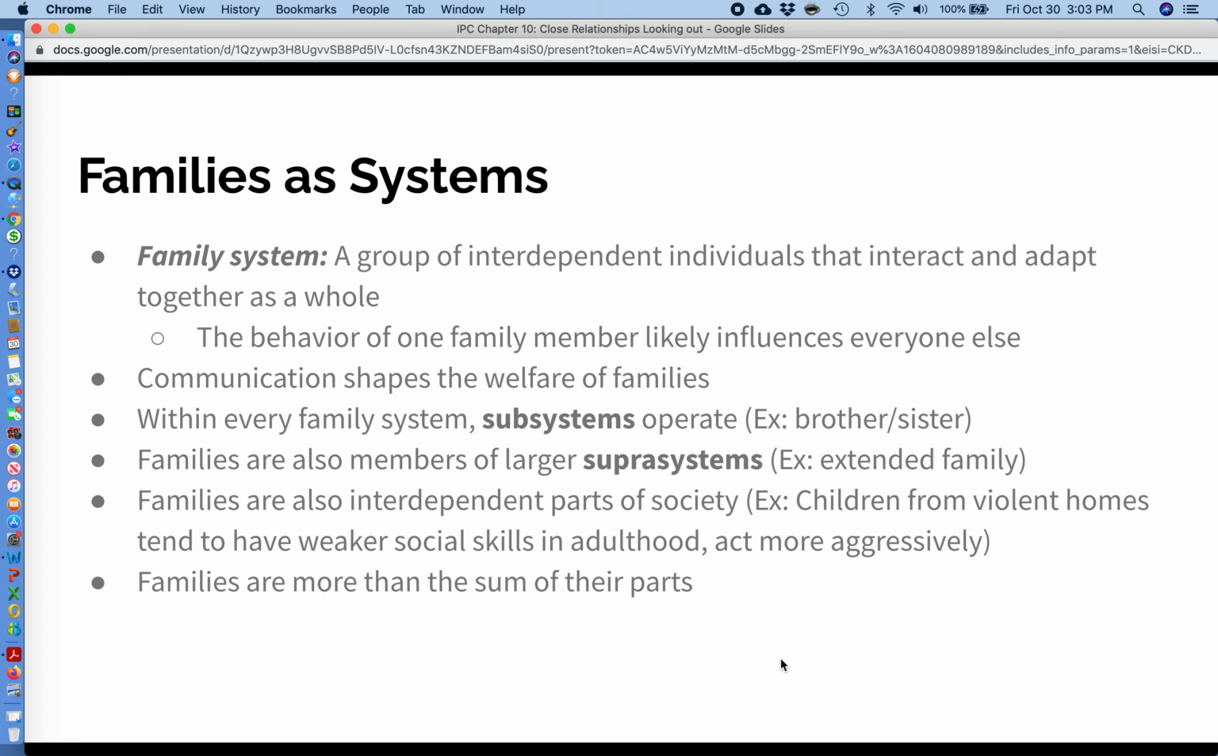So in this sense, families really are more than the sum of their parts. It's more than just mother, father, brother, sister. The family is both its own unit and a unit in a larger system.